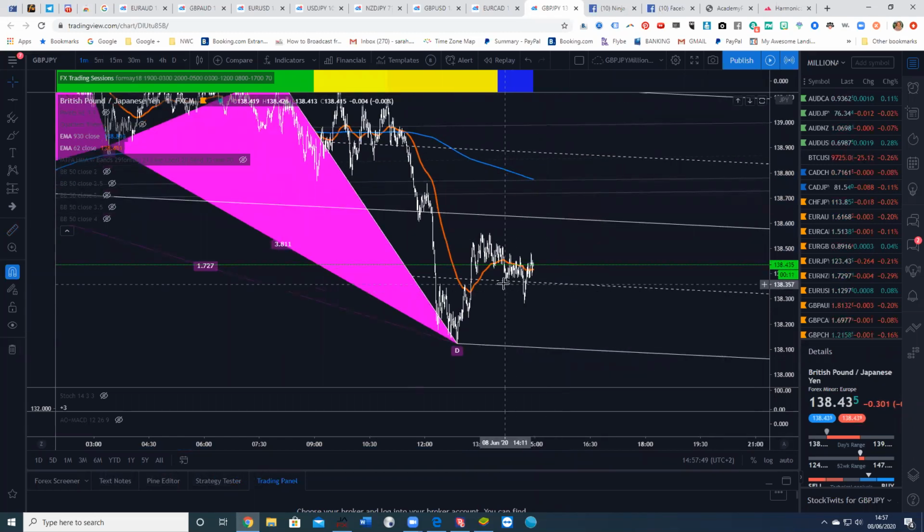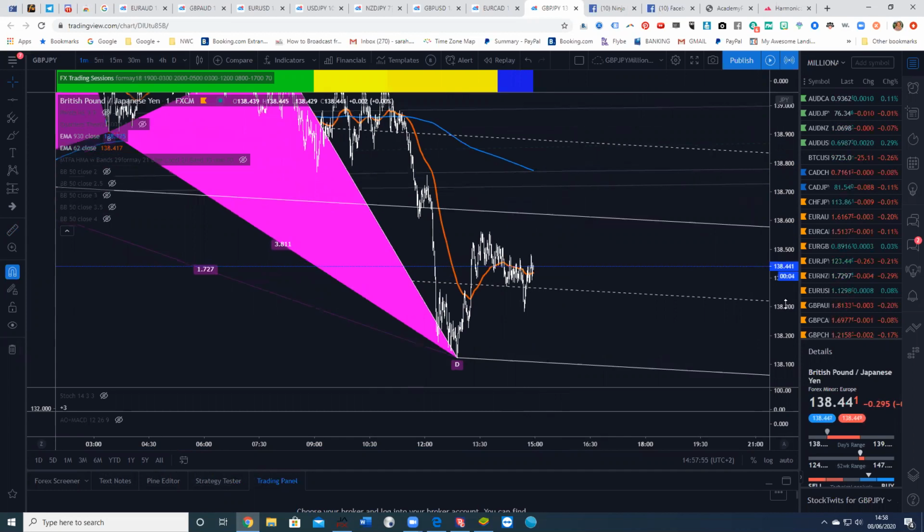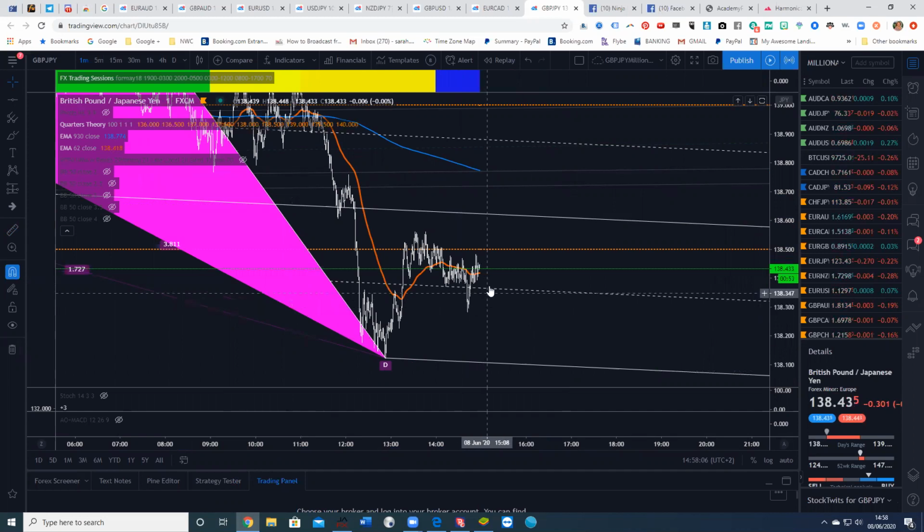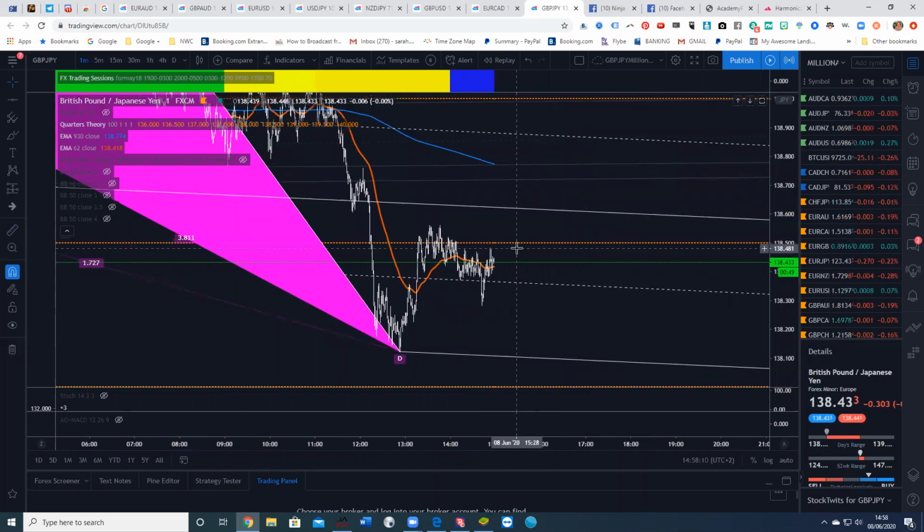So number 1, pitchfork touch, correct. Break and retest by 10 pips, correct. Above the 62, correct, and it is a buy scan. Now we need to see what our quarters theory is doing. And that's very interesting because it's kind of in this wedgie thing. So I'm not so keen on that now. I've seen where quarter theory is, to be honest.